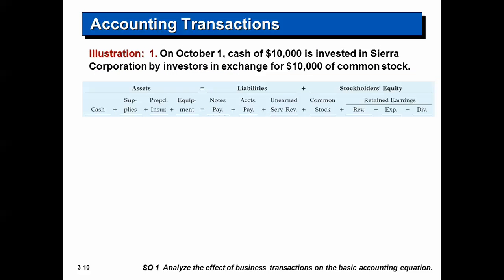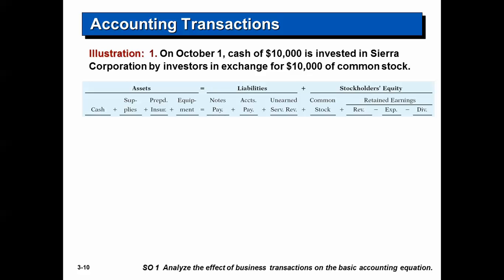Now, the accounting transactions. Let's assume on October 1st, cash of $10,000 is invested in Sierra Corporation. We're doing the accounting now for Sierra Corporation. This investment was made in exchange for $10,000 common stock. So what happens to all the accounts? Look at the accounts I have under assets. I have cash, supplies, prepaid insurance, equipment. They're on the left-hand side of the equal sign.